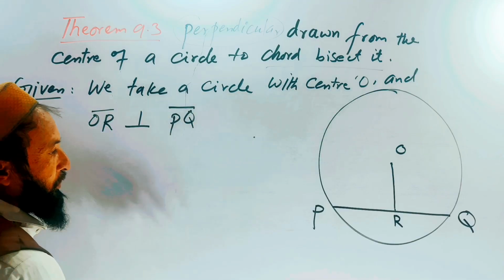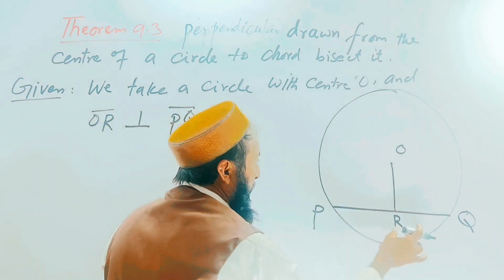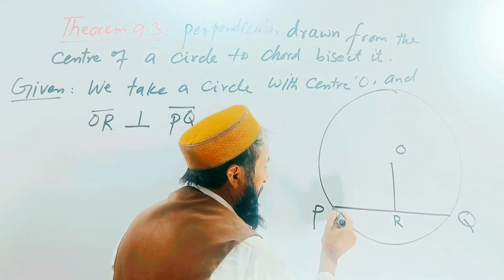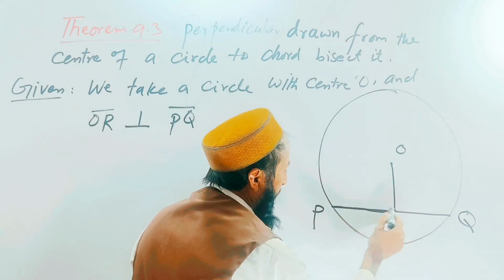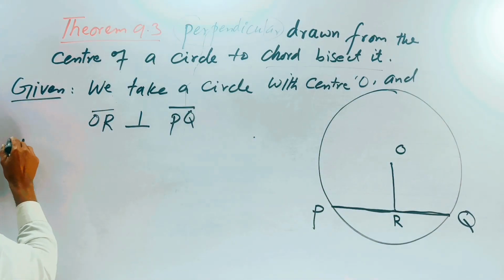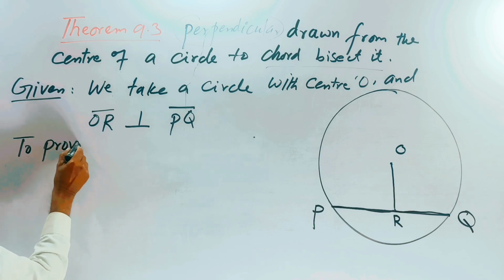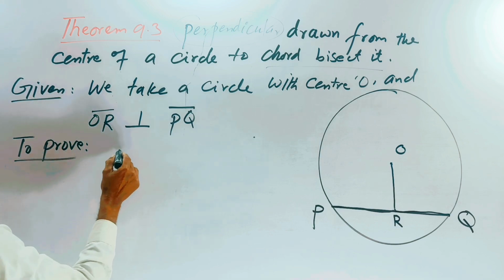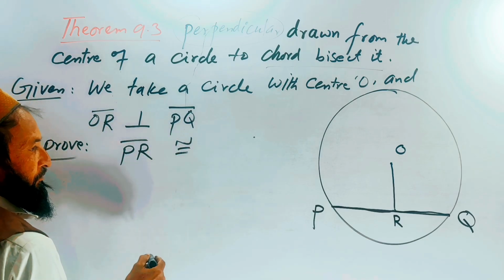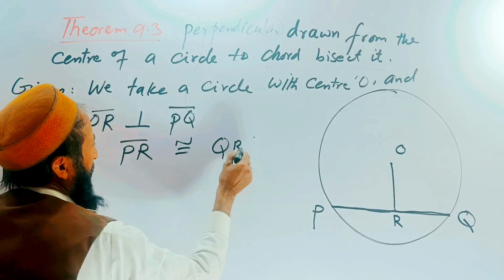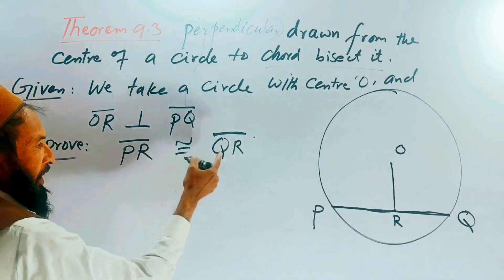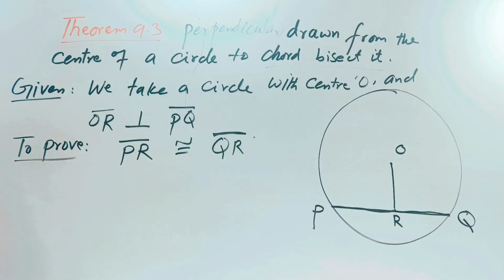Now we want to prove this. The perpendicular OR divides the chord equally into two parts, PR and QR. So now to prove: PR is congruent to QR. This is the line segment QR.